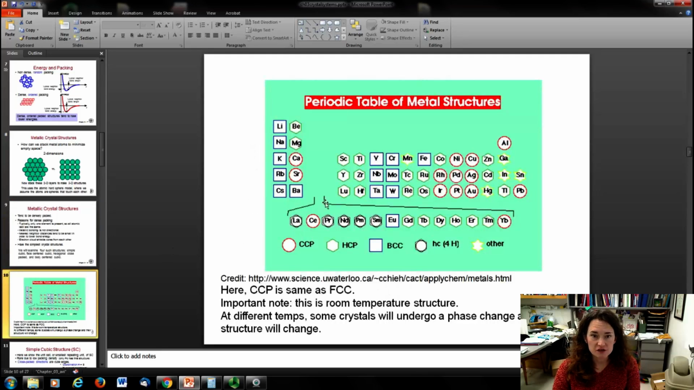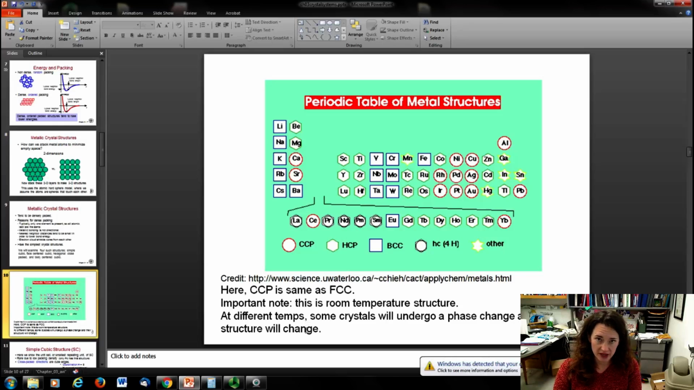And if you look at atoms that are typically metals, shown here in a periodic table, you can see what structures are used for these metals. Now here they abbreviate face-centered cubic as CCP instead of FCC, which is what your book does. So you can see that that's in the red. The hexagonal close packed, the HCP, is in the green, body-centered cubic, blue, and so on and so forth. So you can see them all here in this little periodic table.